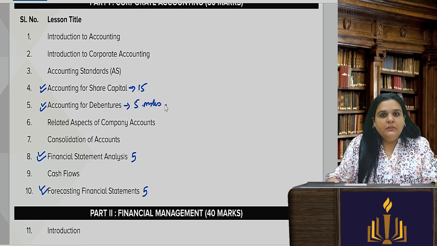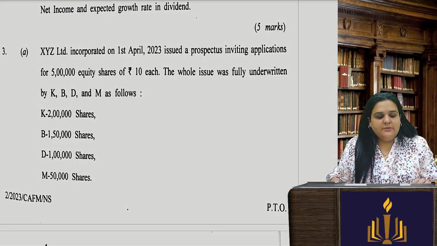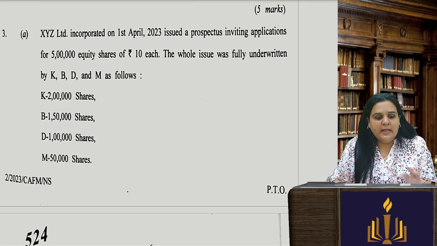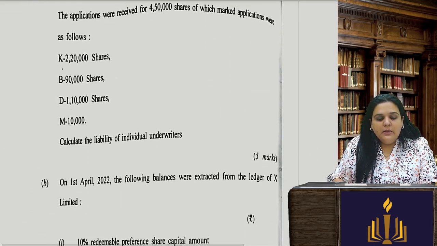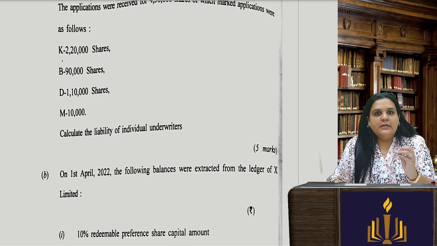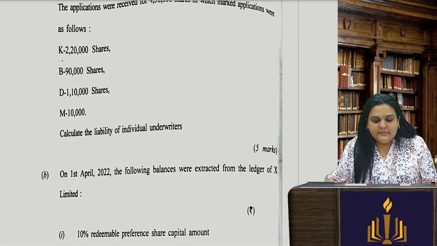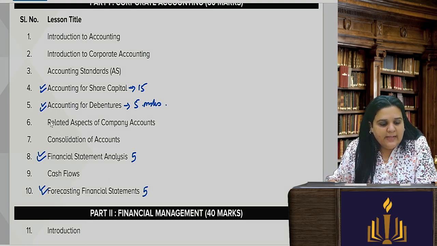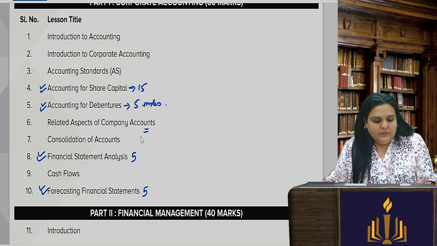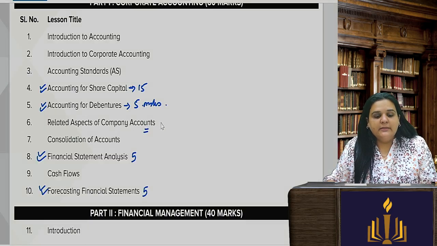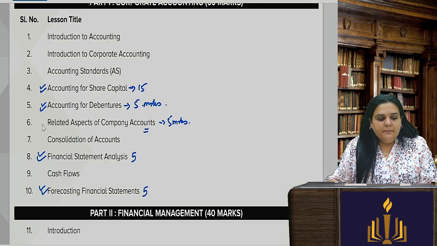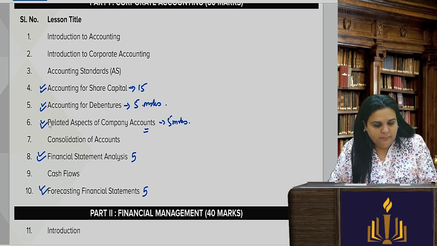marks. Okay, now coming to the next one, which is underwriting. They have given 4 underwriters, they have given the applications, the amount on the equity shares, and they have told us that we have to kind of find the liability of all the individual underwriters. Now again, underwriting is one of the topic which is given in the related aspects of company accounts. Okay, so related aspects of company accounts again here is for 5 marks. Okay, again a practical question to be solved.